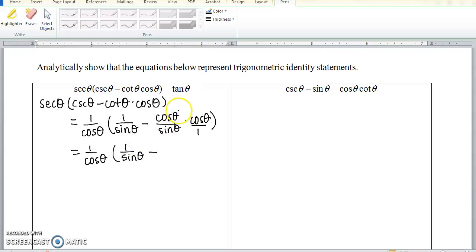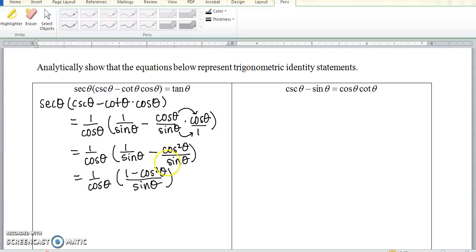So when you multiply fractions, you multiply the tops and the bottoms together. So cosine times cosine is cosine squared, and sine times 1 is just sine. So you'll notice those now have the same denominators, which means you can just add them together. In this case, it's really subtraction. 1 minus cosine squared theta over sine of theta.